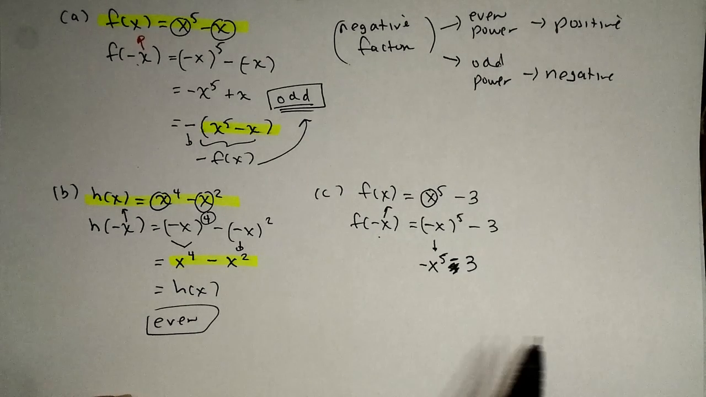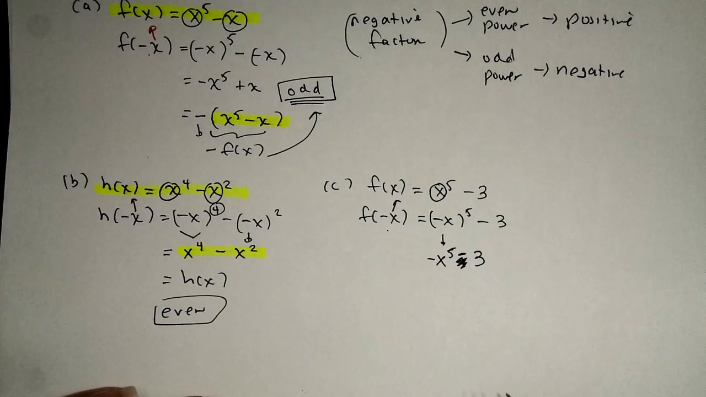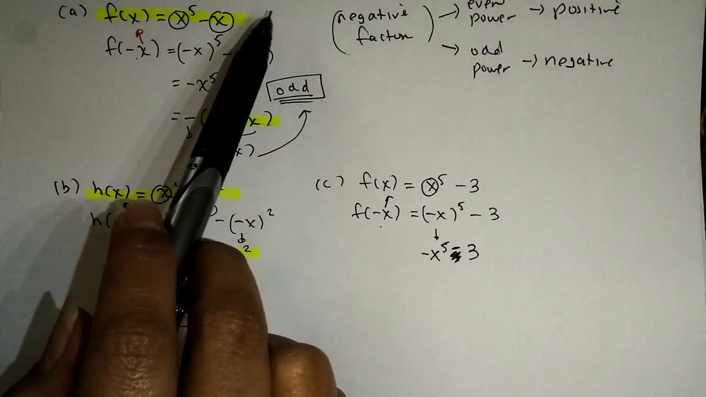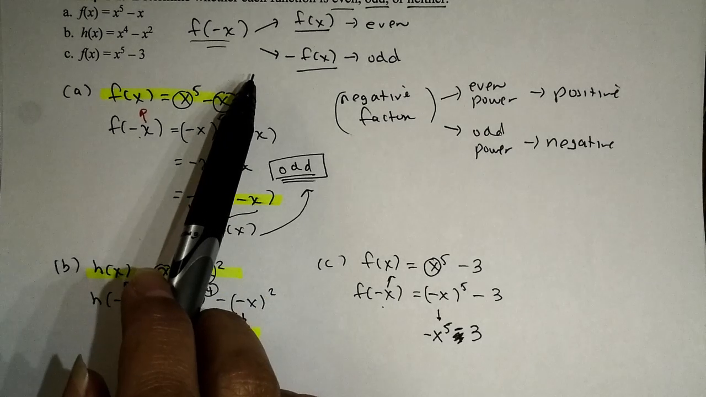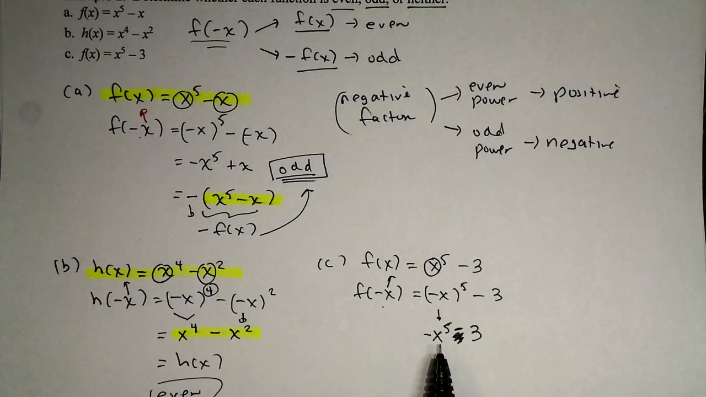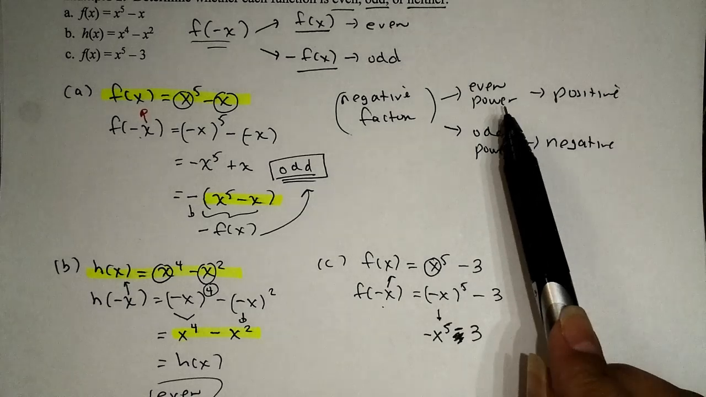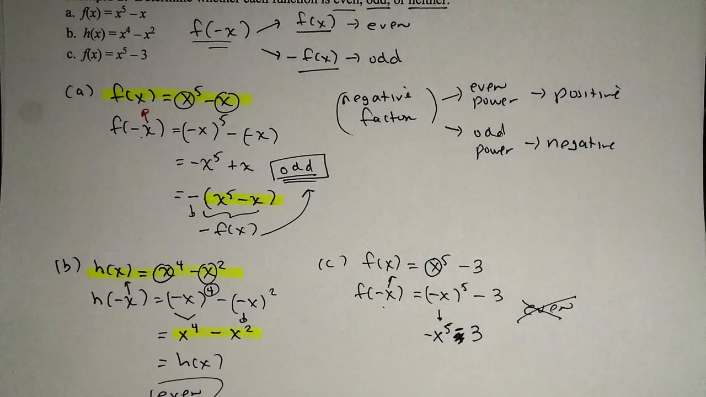Okay, so that will give us negative x to the 5th less 3. So the question is, did we bounce back or did we get the opposite? So we have x to the 5th minus 3. That does not look like x to the 5th minus 3. So we didn't get the same thing, so the function is not even. That makes me sad because that's easier for me to check.